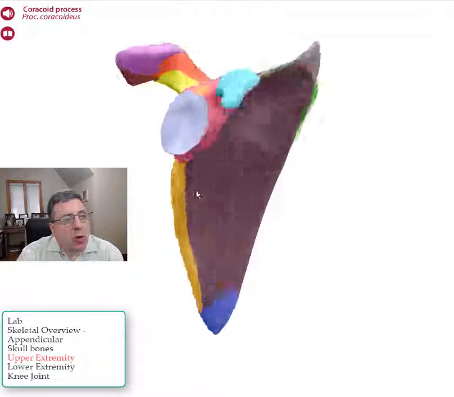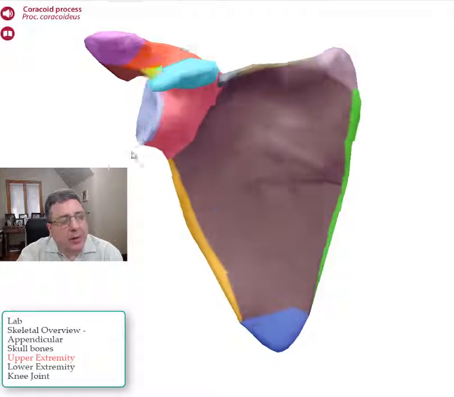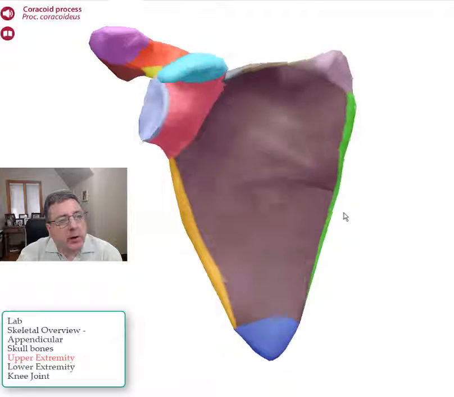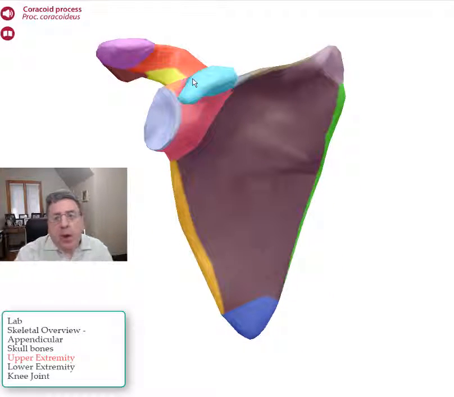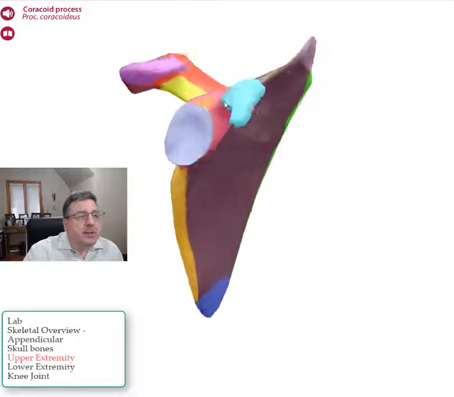We have the coracoid process. The two structures that you would likely get mixed up are the acromion and the coracoid process here. Coracoid is just superior to the glenoid fossa or glenoid cavity. And the coracoid process is an attachment site for the pectoralis minor muscle, biceps brachii, and coracobrachialis in this region.